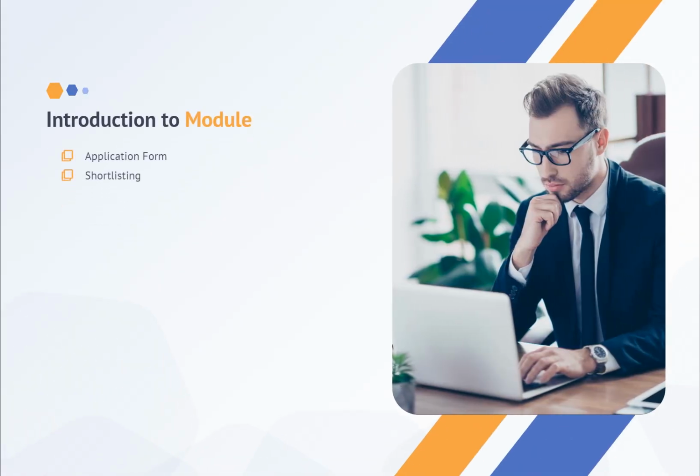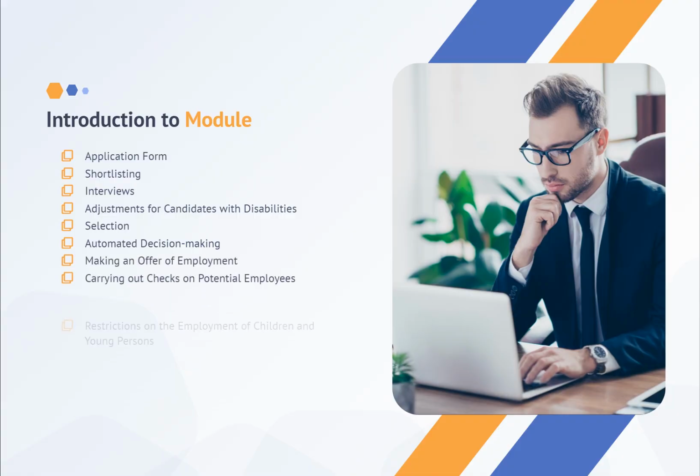Application form. Shortlisting. Interviews. Adjustments for candidates with disabilities. Selection. Automated decision-making. Making an offer of employment. Carrying out checks on potential employees. Restrictions on the employment of children and young persons. Employer's Guide to Criminal Record Checks.